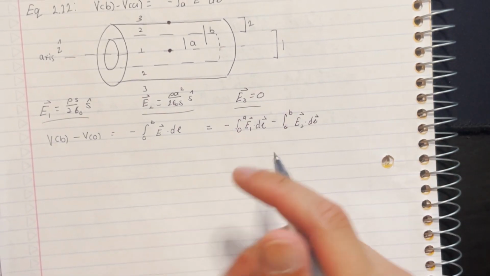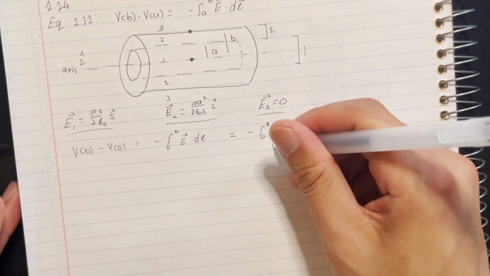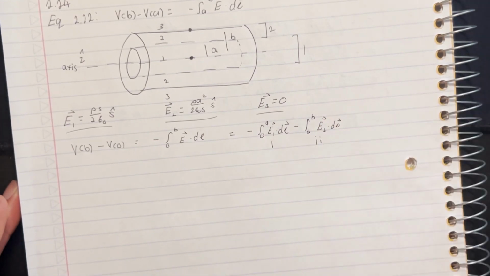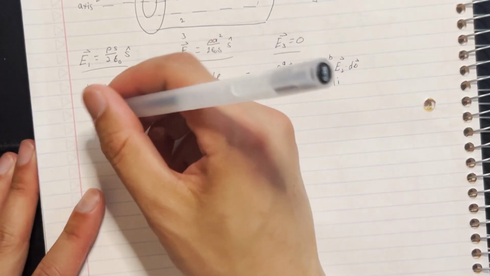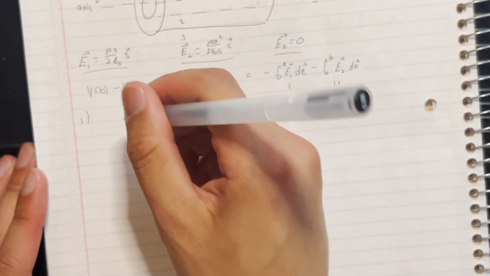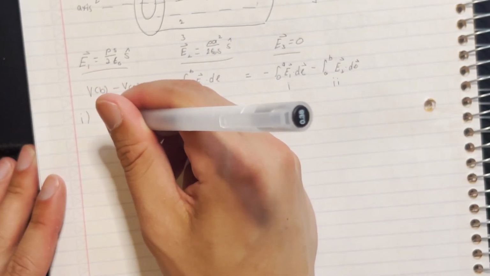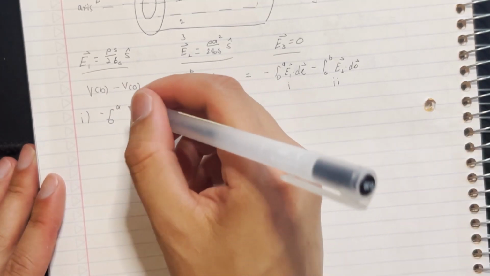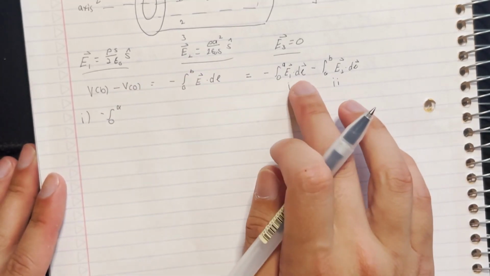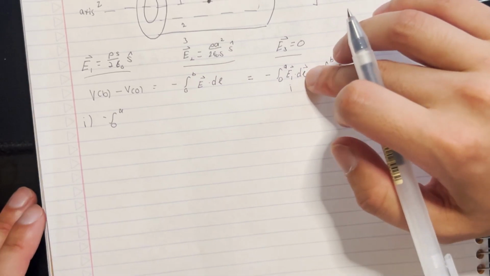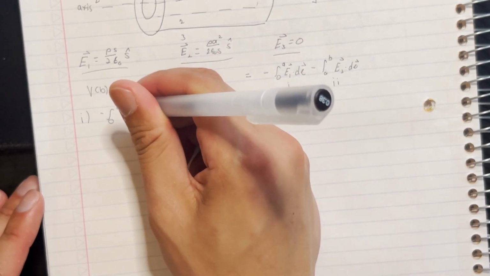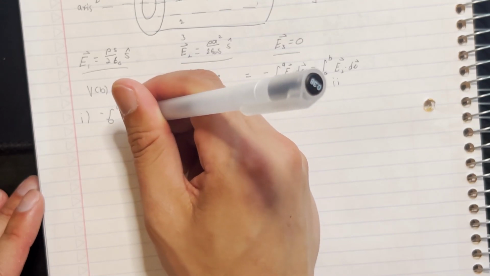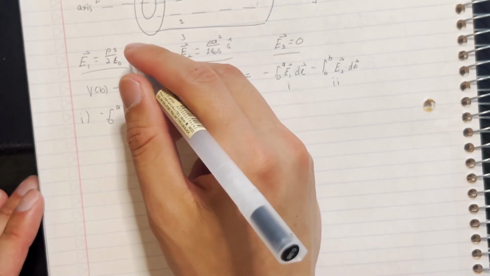All right, let's get started with this first integral. This is going to be I, and the second one is II. Let's do I: negative integral from 0 to A of E dot dl, which is a simple integration. So from 0 to A, we have rho S over 2 epsilon naught, keeping that S hat direction.